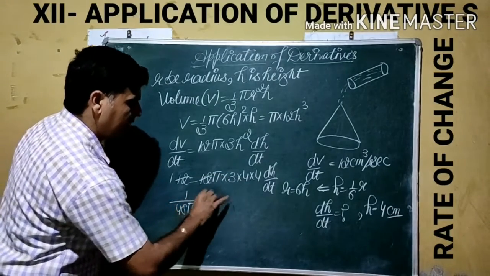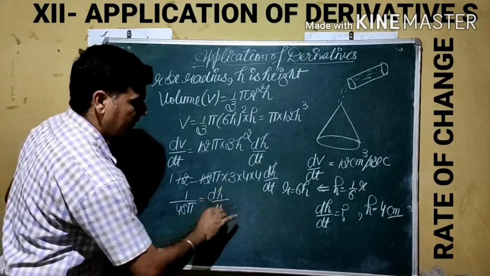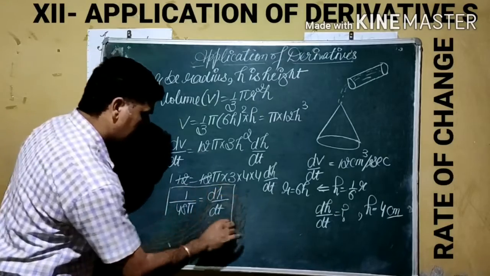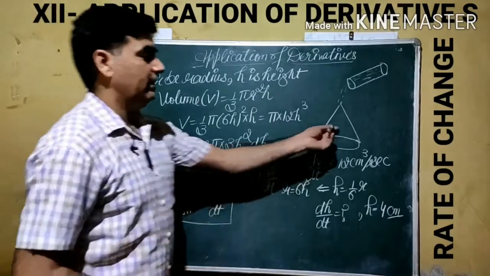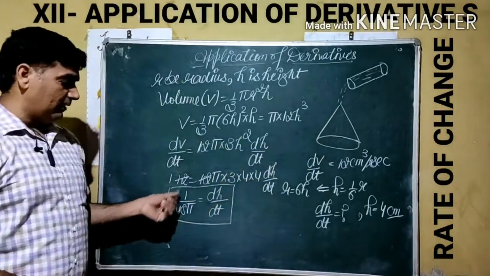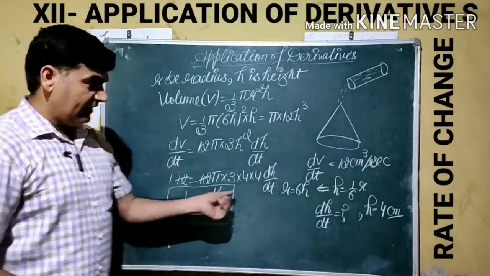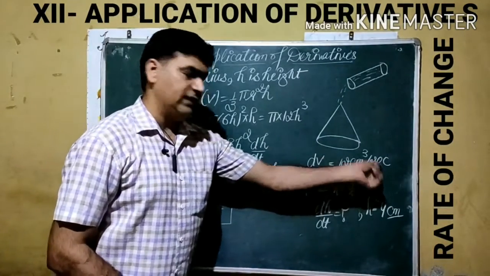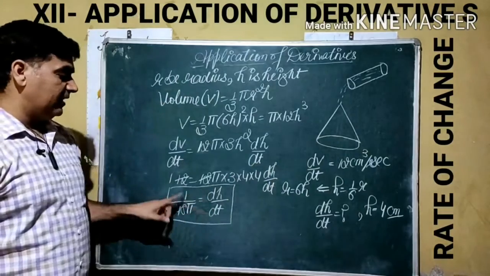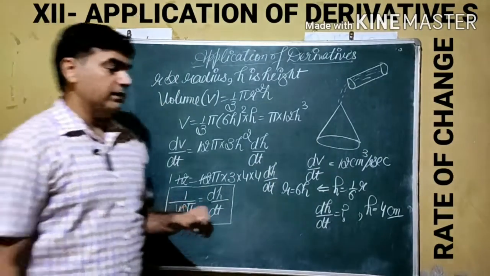It gives us the value of dh by dt. It means the height of the cone-shaped sand goes on increasing at a rate of 1 upon 48 pi. Height is given in centimeter and time is given in second. Means dh by dt becomes 1 upon 48 pi centimeter per second.